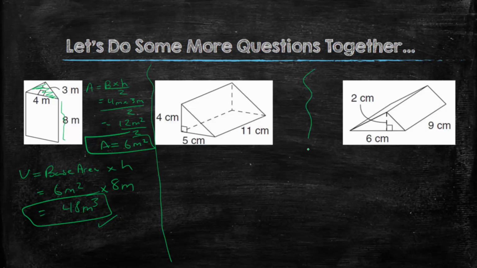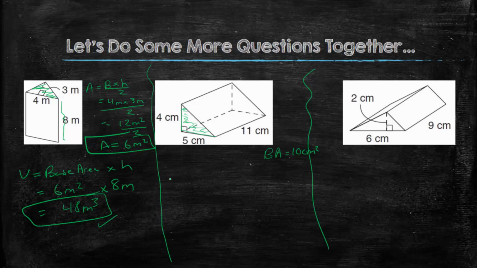Okay, let's check out this question here. Again, let's find the base area of this shape here. Again, this is a triangle, so it's base times height divided by 2. The base here is 5, the height is 4. We're going to do some mental math. 5 times 4 is 20. 20 divided by 2 is 10. So the base area is 10 centimeters squared.